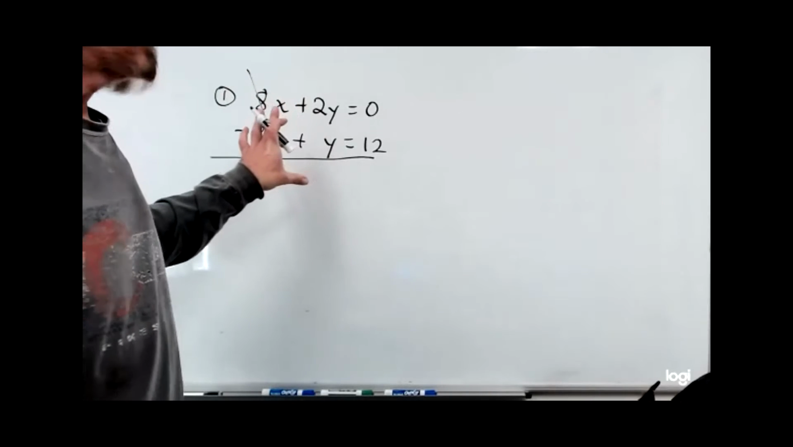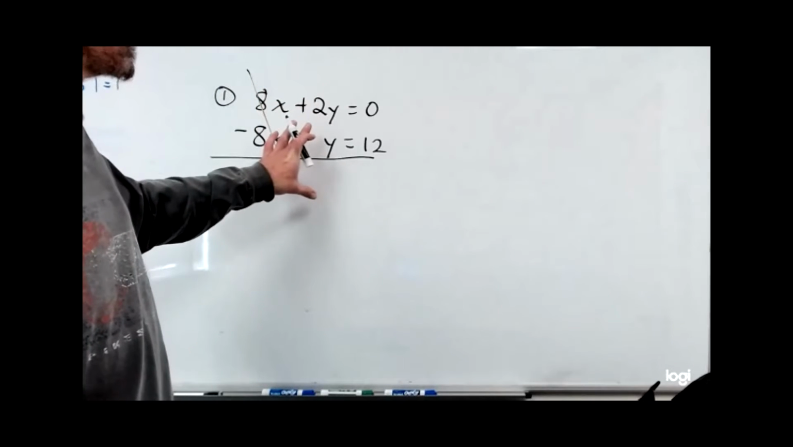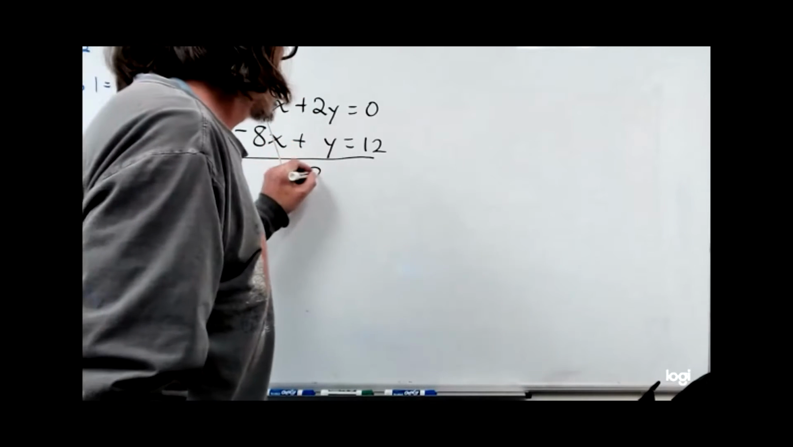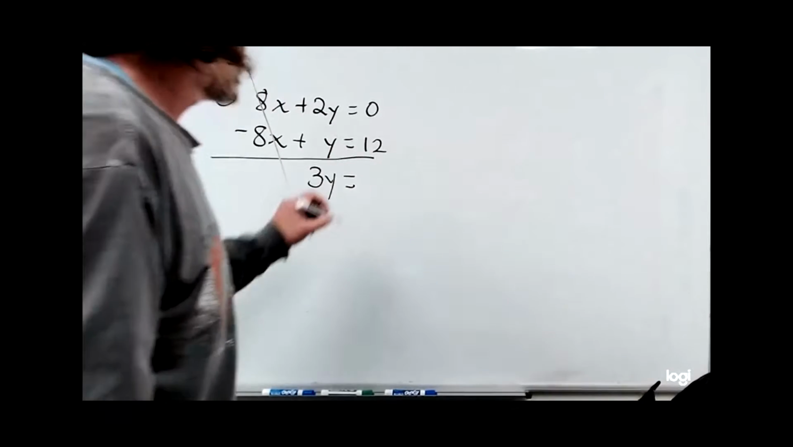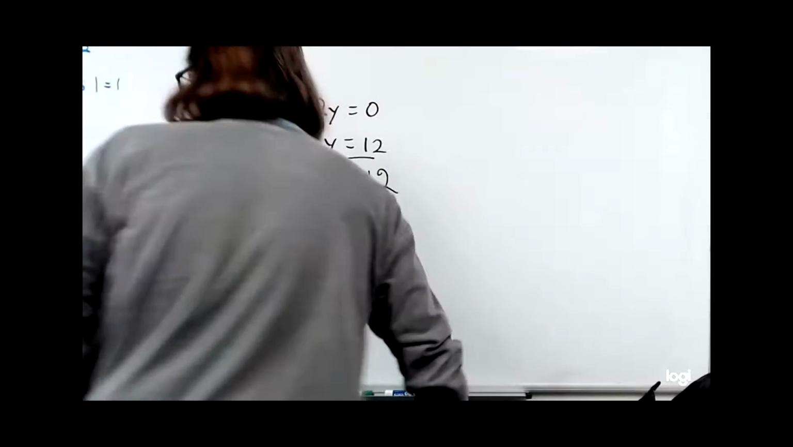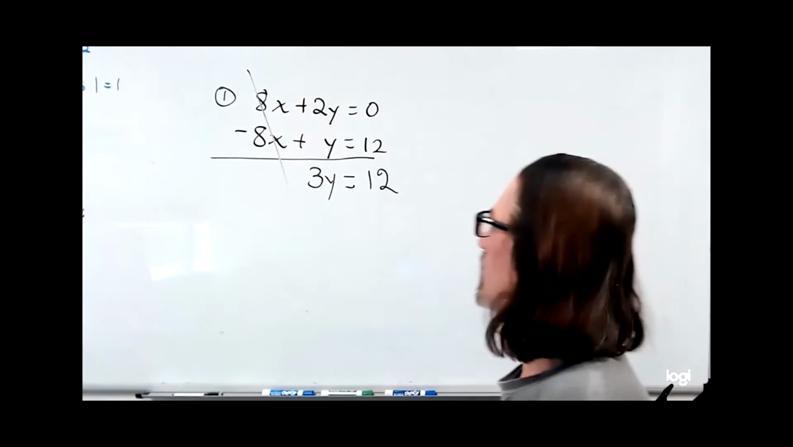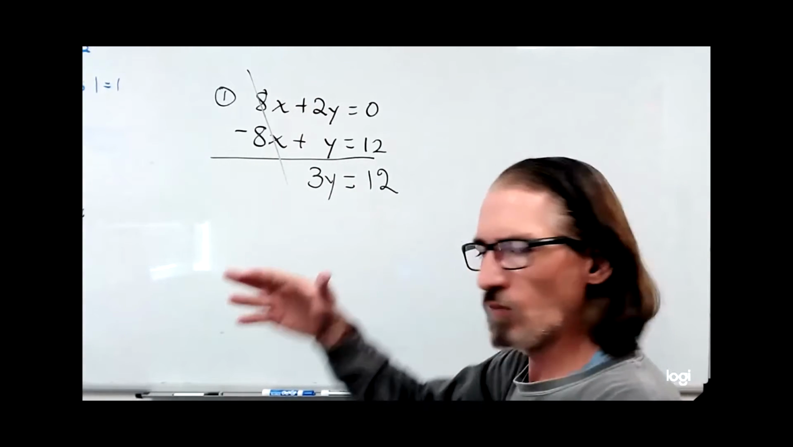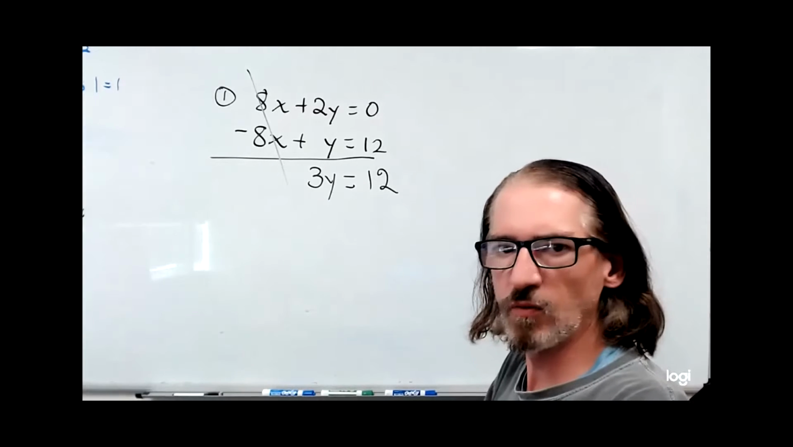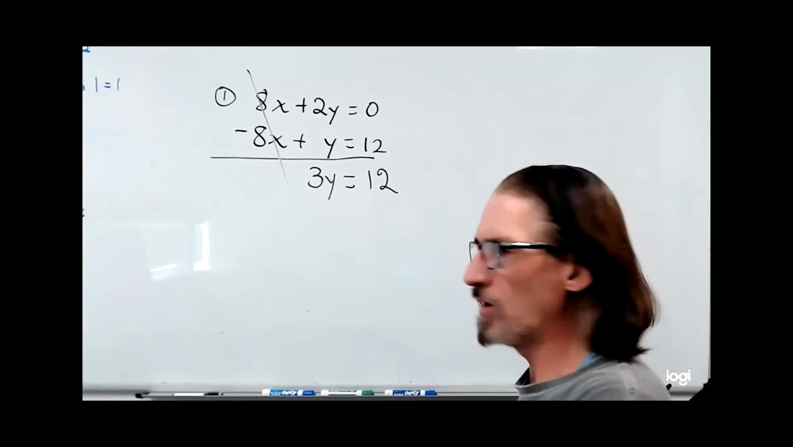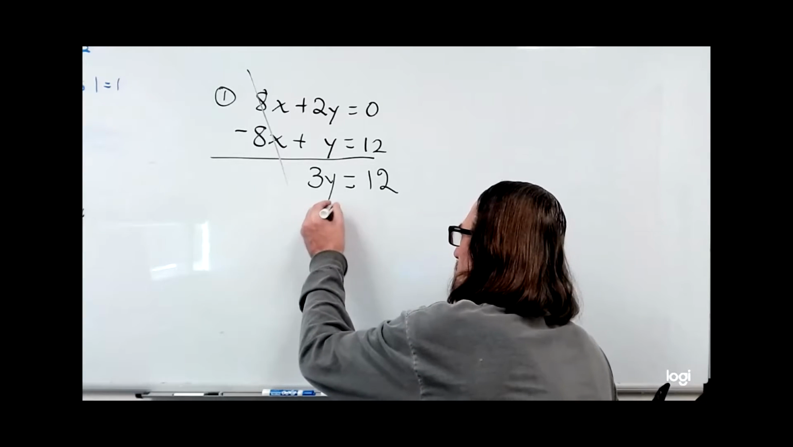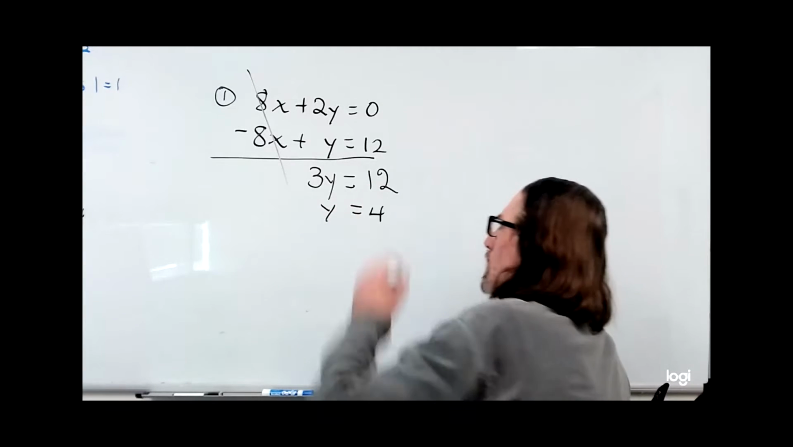We've eliminated x. Now add 2y and y to get 3y, and on the other side, 0 and 12 to get 12. We can solve this for y. What we've done is boiled this 2x2 system down to one equation with one variable. Divide both sides by 3, and we get that y equals 4.